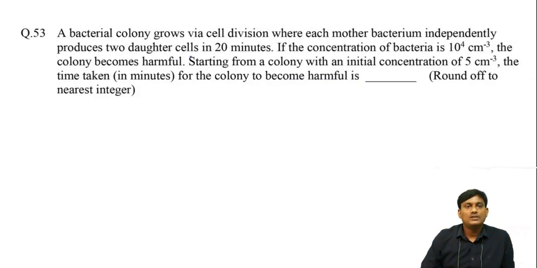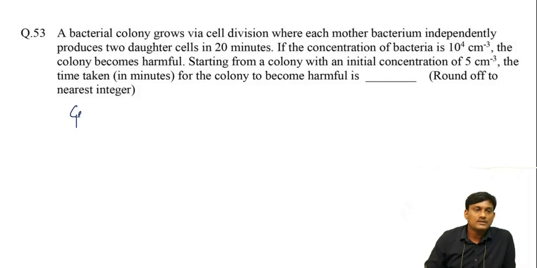A bacterial colony grows via cell division where each mother bacterium independently produces 2 daughter cells in 20 minutes. If the concentration of bacteria is 10^4 cm^-3, the colony becomes harmful. Starting from a colony with an initial concentration of 5 cm^-3, the time taken for the colony to become harmful is. Okay, we know that this one is a geometrical progression.